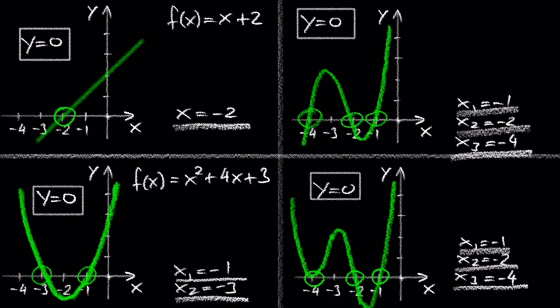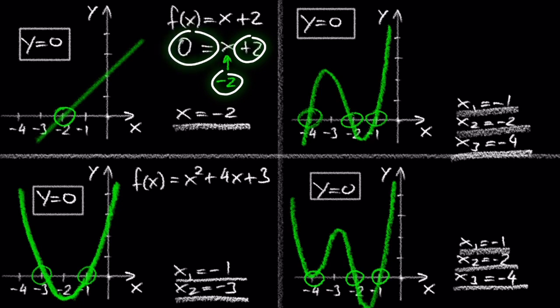So plugging in 0 for y, which is basically f of x, gives us 0 equals x plus 2. The next step is to solve for x. We see immediately that x has to be -2 because -2 plus 2 equals 0. So the zero of this function is -2.